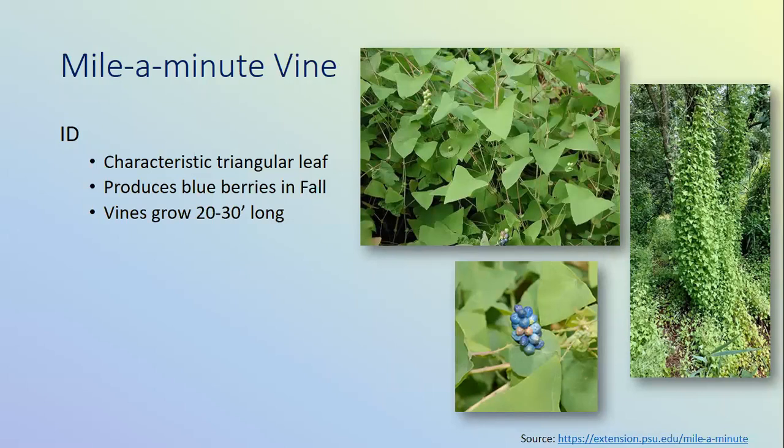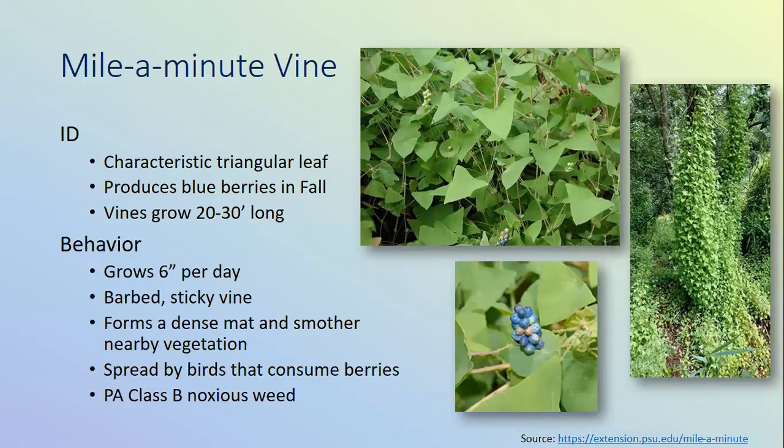They also produce these blueberries in the fall time, and the vines can be anywhere from 20 to 30 feet long. It was first reported in York County of Pennsylvania in the 1930s, and it's just kind of gone out of control ever since. Like its name says, it grows 6 inches per day, which is astonishing. They also have these really barbed, sticky vines, so they stick to everything, and they can grow vertically as well as horizontally. They form a dense mat and smother any nearby vegetation, and they'll kill most of the things underneath it.